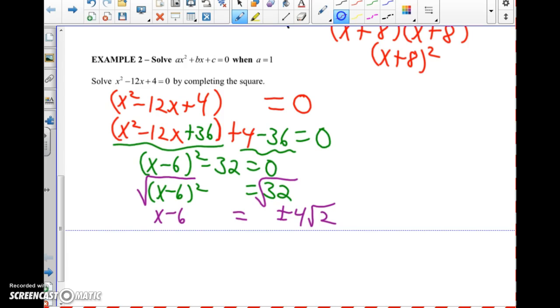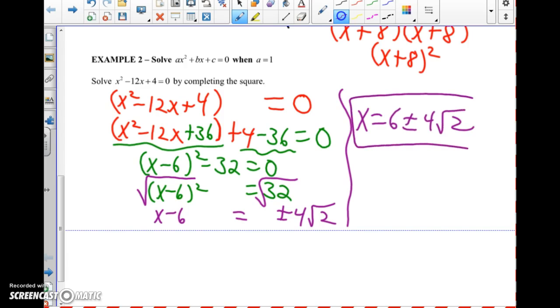Okay, all right, now what would you do? Add the 6 over, right? So you're going to get what now? Here, we'll draw a line like this. So you get what? X equals what now? 6 plus or minus 4 square root of 2. You got it. You see, that's where all those lessons from last week now come into play this week. So you guys got to stay on top of it.